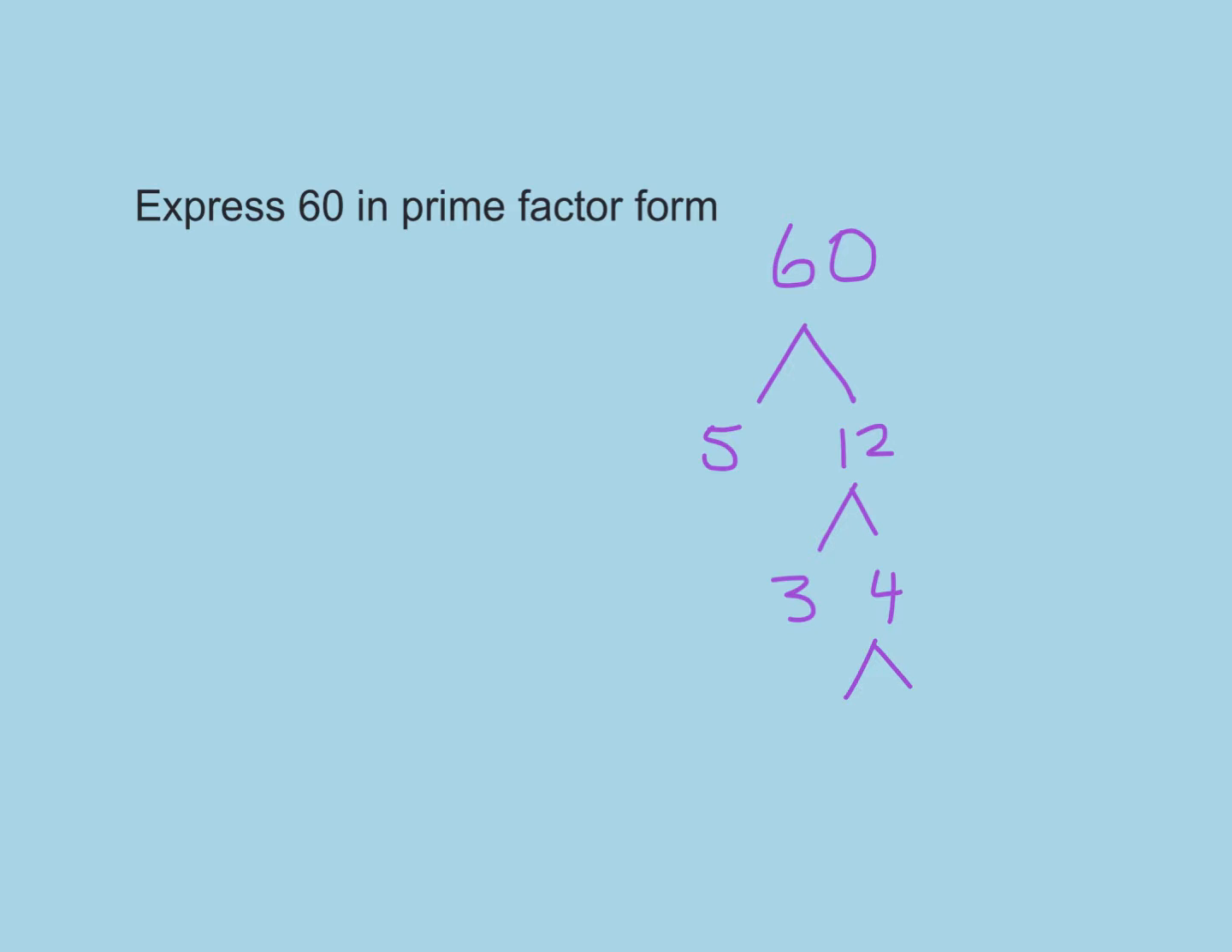So what times what is going to give me 4? Well, 2 times 2 is definitely going to give me 4. Right, so let's identify the prime numbers. There's one over there, one over there, one over there, and that is my fourth prime number for the number 60. So 60 can now be written as 2 to the power of, I've got two 2's, so it's 2 to the power of 2, multiplied by, I've got a 3, only one of them, multiplied by 5.